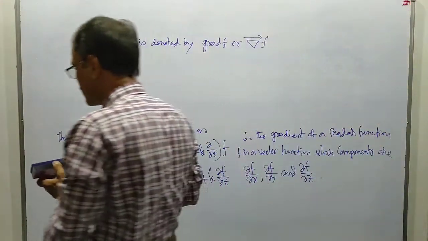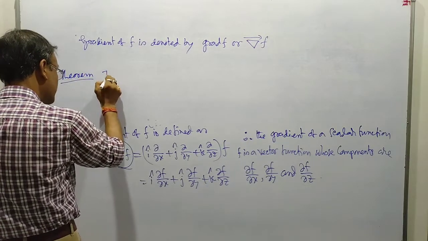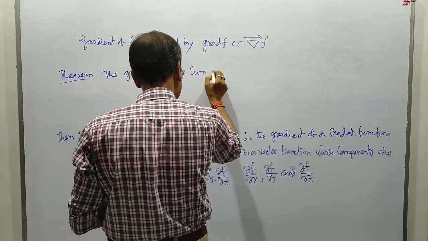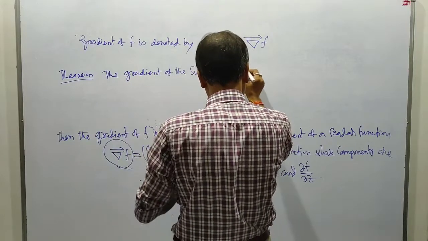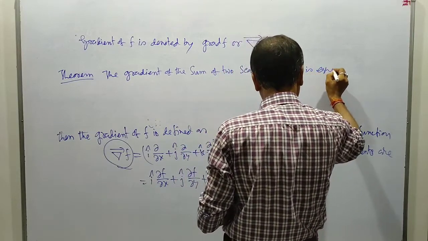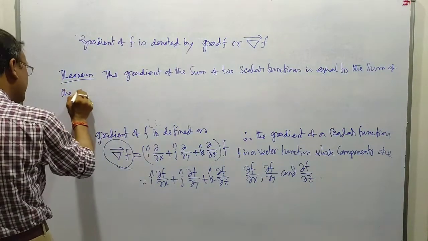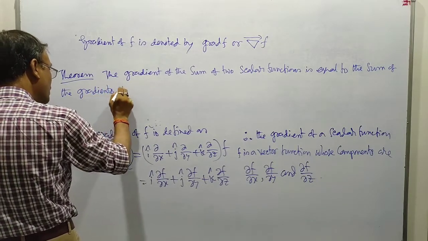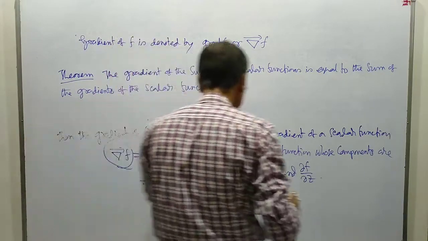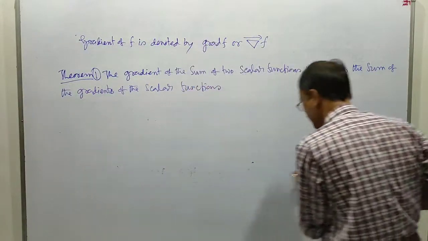Now, theory. The gradient of the sum of two scalar functions is equal to the sum of the gradients of the scalar functions. This is theorem number 1.